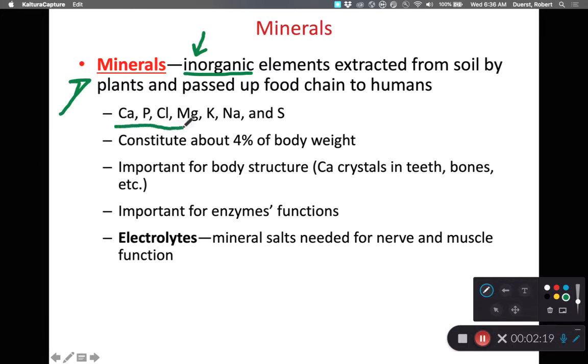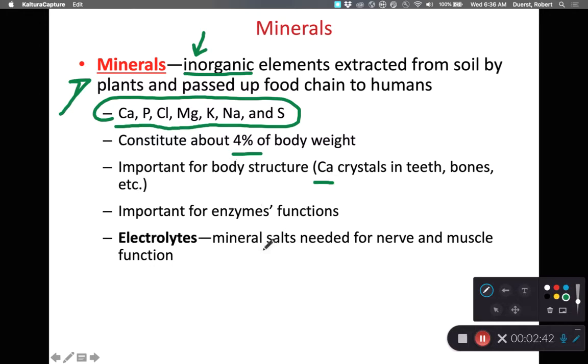Common minerals that are present in our bodies include calcium, phosphorus, chloride, magnesium, potassium, sodium, and sulfur. So these are some of those trace elements. And they make up about 4-ish% of our body weight overall. These minerals are very important for body structure. For example, we have calcium crystals in our teeth and bones, etc.